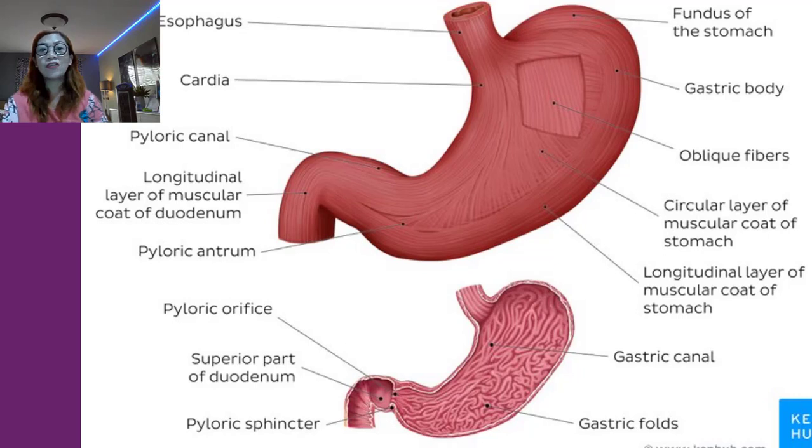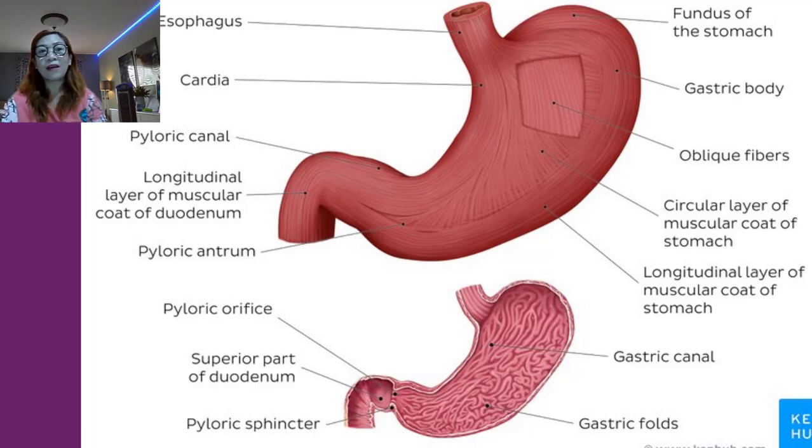The cardiac region surrounds the cardioesophageal sphincter through which the food enters the stomach from the esophagus. And the fundus is the expanded part of the stomach lateral to the cardiac region. The body is the mid-portion, and as it narrows inferiorly, it becomes the pyloric antrum, and then the funnel-shaped pylorus. The pylorus is the terminal part of the stomach, and it is continuous with the small intestine through the pyloric sphincter, or what we call the valve.